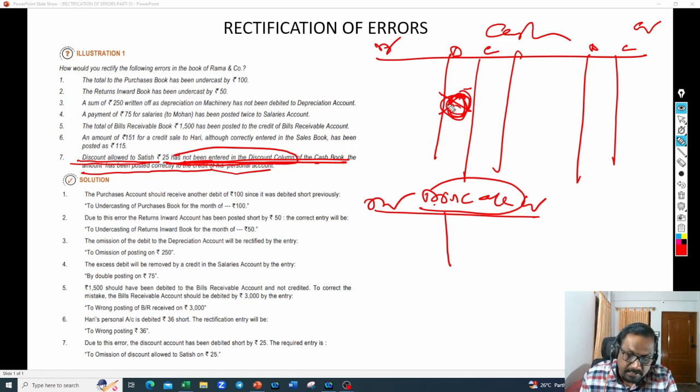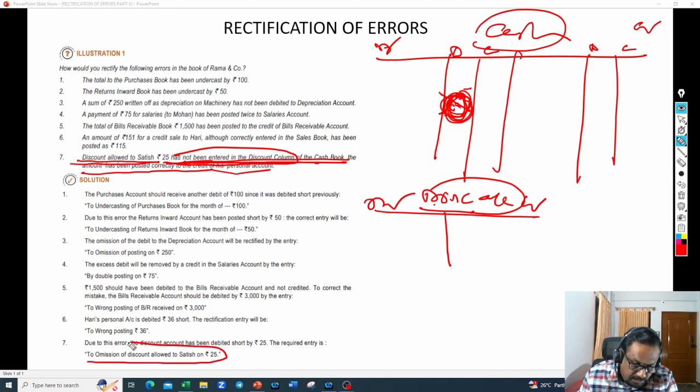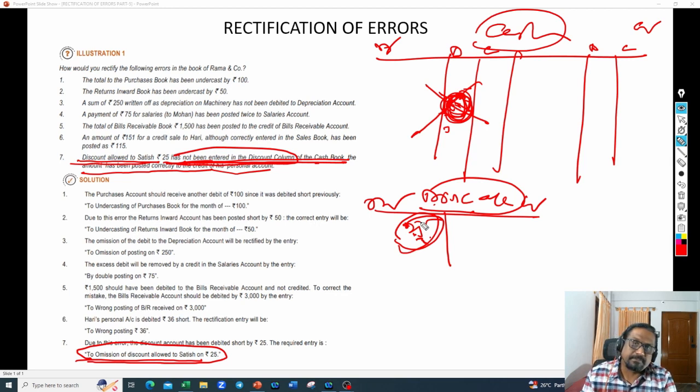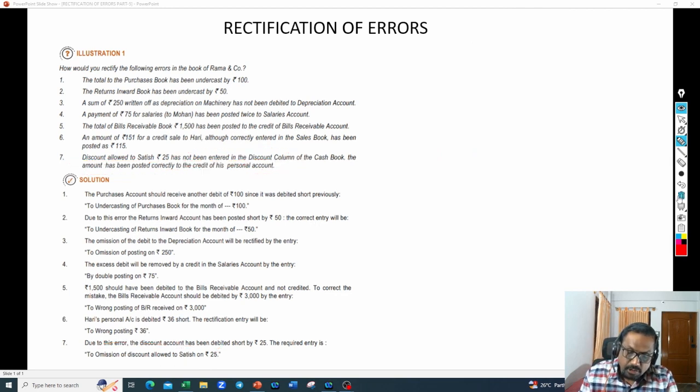Since this discount amount is not posted in cash book under the discount column, it will not go to the discount account. So for omission of discount allowed to Satish, you need to put 25 rupees and close this. If it is here, it will come here. If it is not here, it will not come here. Are you clear? So this is how we need to provide the solution to the illustration.